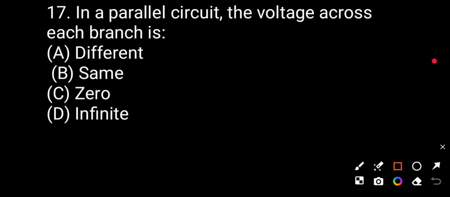Question number 17. In a parallel circuit, the voltage across each branch is different, same, 0, infinity. The voltage across each branch is same. So option B is correct.